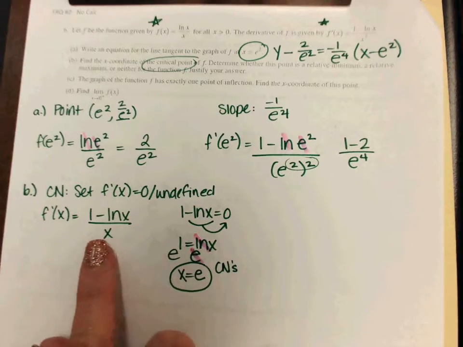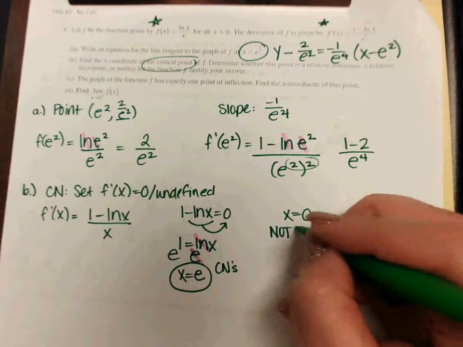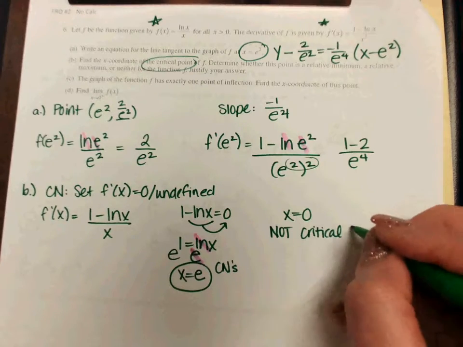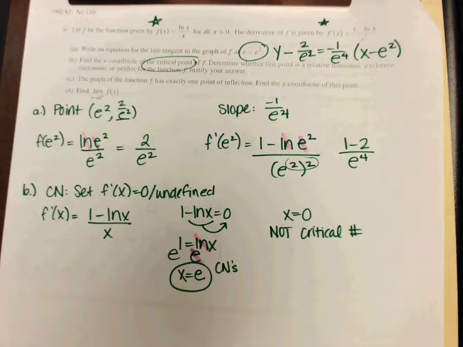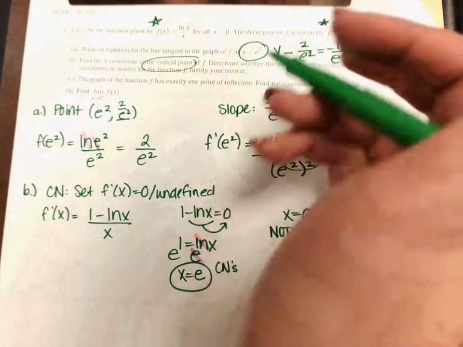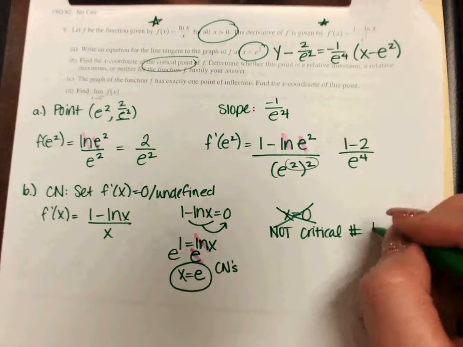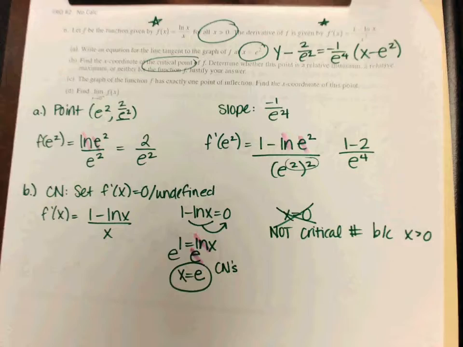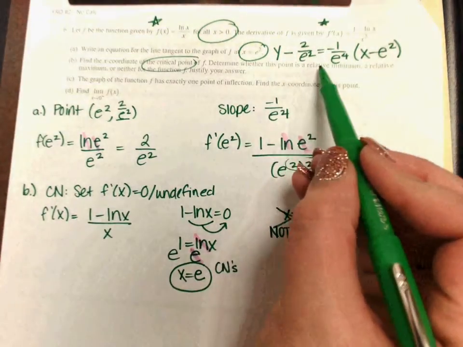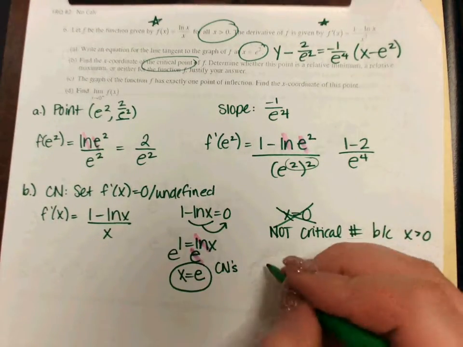Then I set the bottom equal to 0, and it seems like I have a second critical number. Okay, but that is not a critical number. Here's why. What did they say about the domain of the function back at the very beginning? It says let f be a function given by blah blah blah for x greater than 0. So this is not a critical number because x is always bigger than 0, so I don't have to worry about that. Okay? Then it says, determine whether this point is a relative minimum, relative maximum, or neither. So I need to do a sign chart.